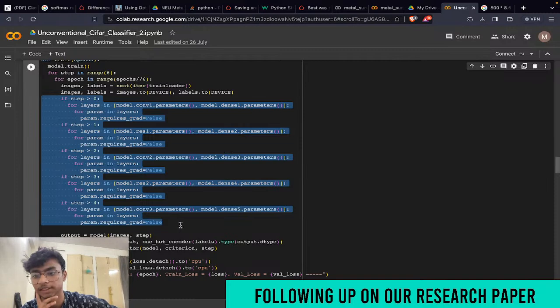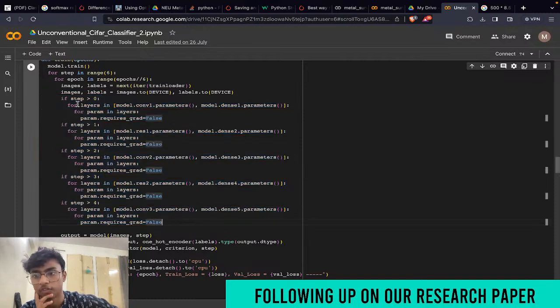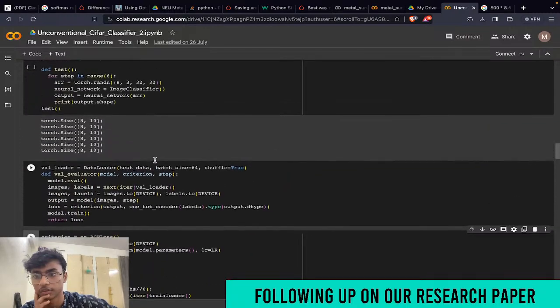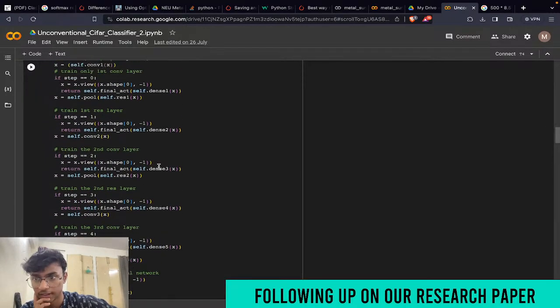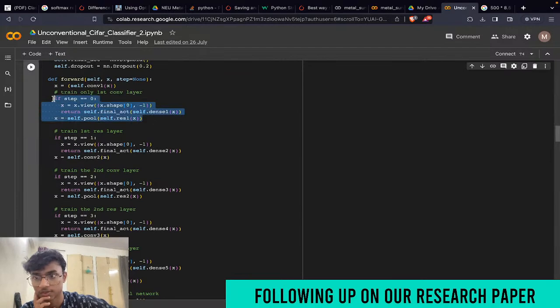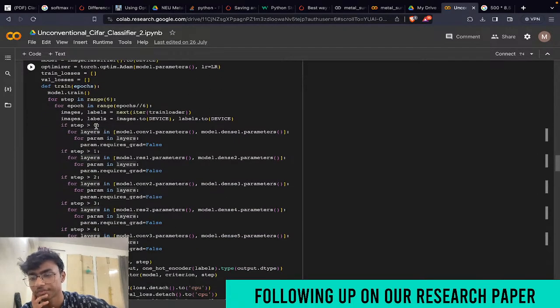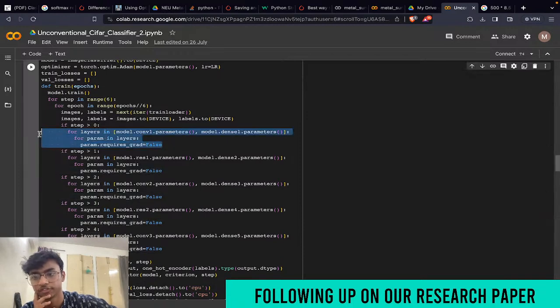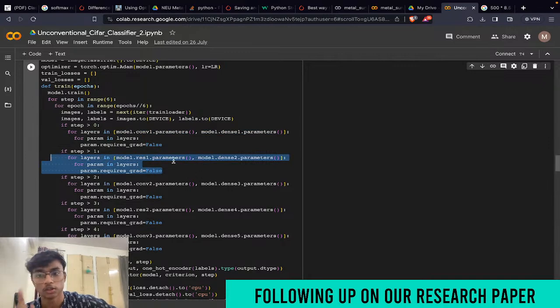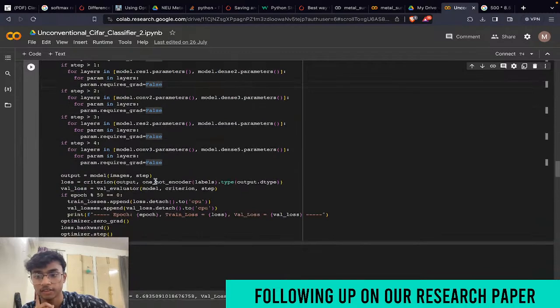So these will be the major aspects. Here I must have used zero indexing, so it starts from zero. That's why it works this way. Here we have used first index, so we'll say if the step is greater than one, then freeze the weights of the first layer. If step is greater than two, freeze the weights of the second layer too. So now these will also be frozen. And after that, we'll train the model.